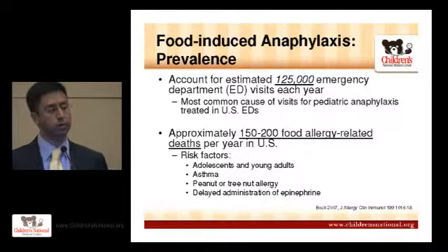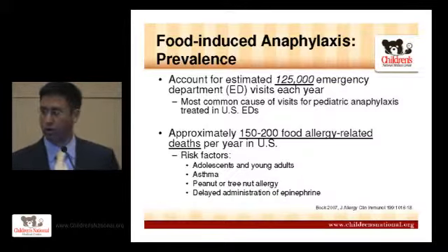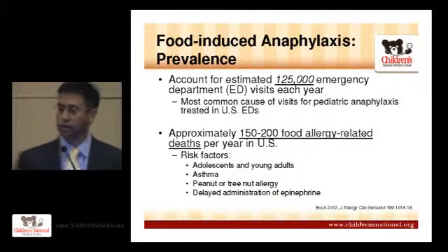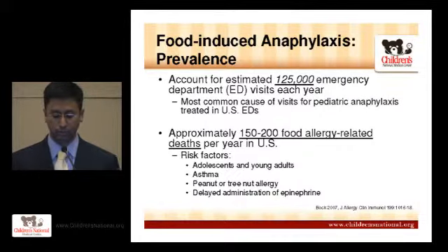What's perhaps even more worrisome than simply the numbers of children that visit the emergency department for anaphylaxis is the fact that it can be fatal. So each year there's about 150 to 200 deaths from food allergy across the U.S. And when we look at the registry of fatalities from food allergy, there's 4 factors that can be extracted as the main risk factors that will predict which child might be at highest risk for a fatal food allergic reaction.